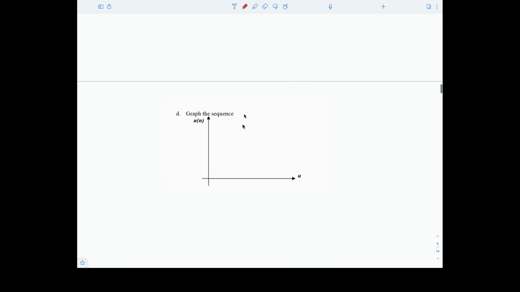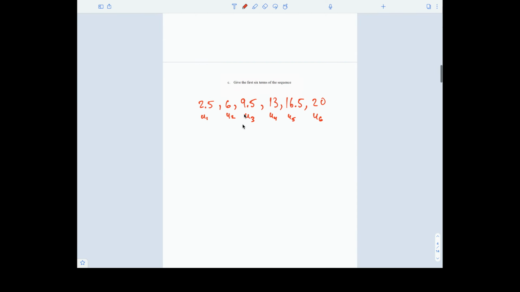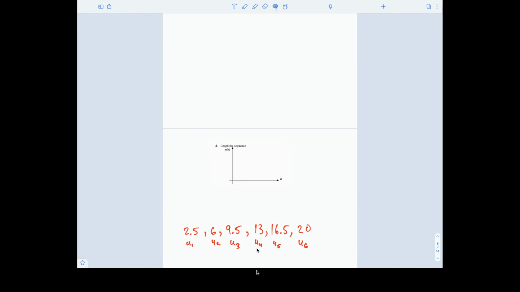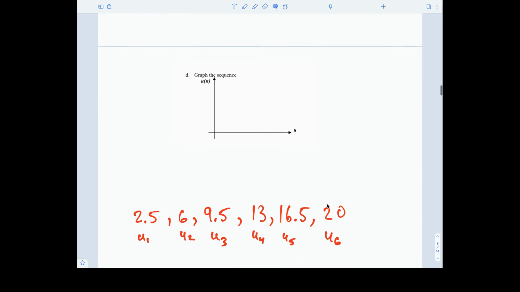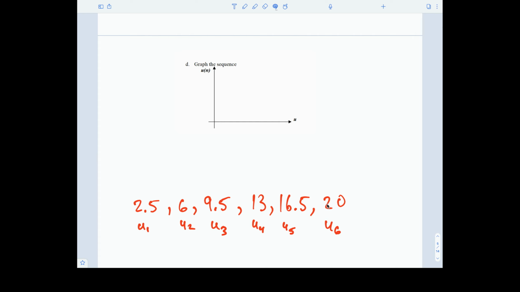All right. And then it says plot it. Okay, so I'm going to take these and bring them down here, so now I can see what I'm plotting. If I plot it, we got 1, 2, 3, 4, 5, 6. Let's say 2.5 is here, 6 is up here, 9.5 is here, 13, 16.5, and 20.